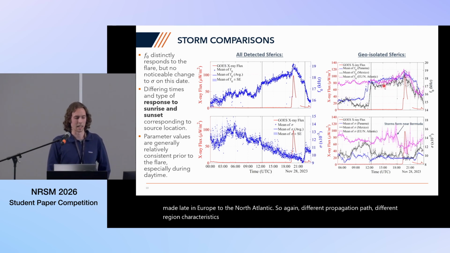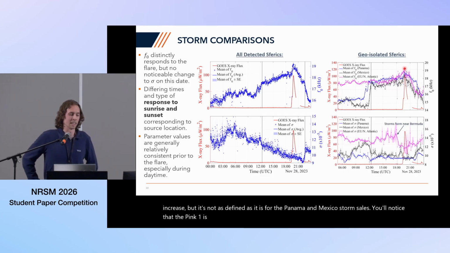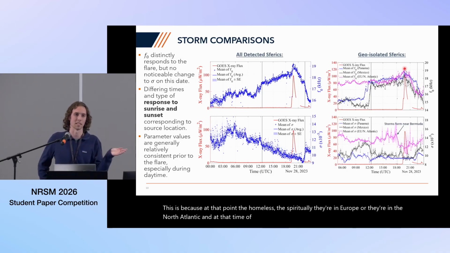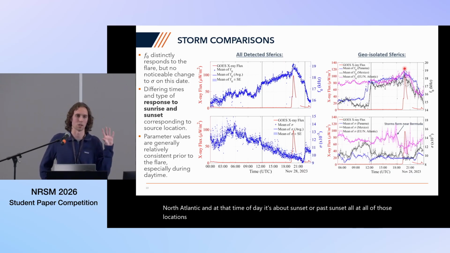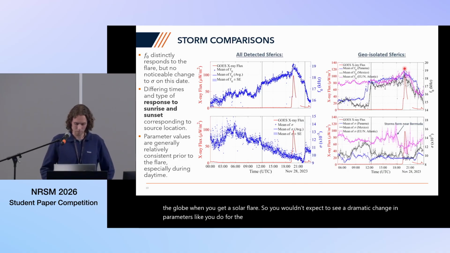But you'll also notice that F0, there's sort of an increase, but it's not as defined as it is for the Panama and Mexico storm cells. You'll notice that the pink one is less defined. And again, this is because at that point, you'll recall most of the spherics are either in Europe or in the North Atlantic. And at that time of day, it's about sunset or past sunset at all of those locations. So there's not going to be very much effect on the nighttime side of the globe when you get a solar flare. So you wouldn't expect to see a dramatic change in parameters like you do for the daylight side of the globe.